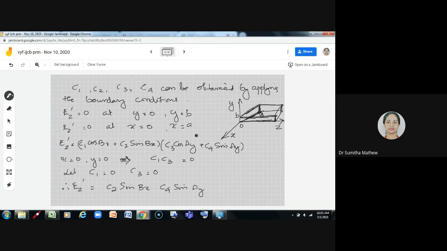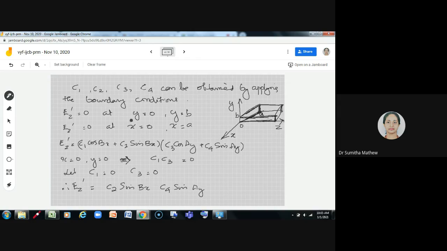Now applying these boundary conditions, what is our expression actually? Ez dash is equal to capital X into capital Y, which is C1 cos bx plus C2 sin bx into C3 cos ay plus C4 sin ay.